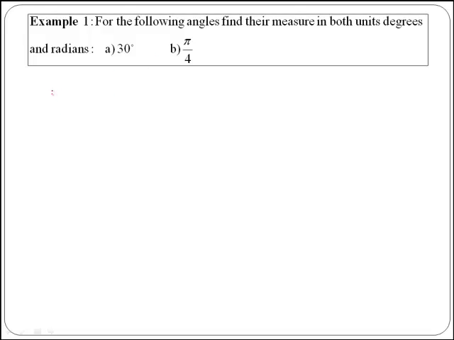Now we will go for B. B says pi over 4 radians, and we want that to be measured in degrees. This case is actually easier, because just remember, pi radians is the same as 180 degrees. So we have pi over 4 radians, and we know pi is the same as 180 degrees.